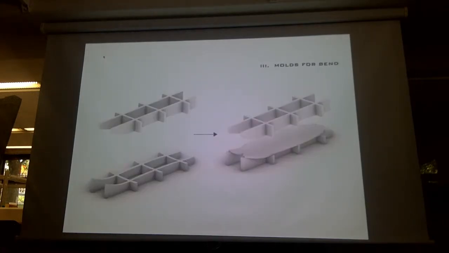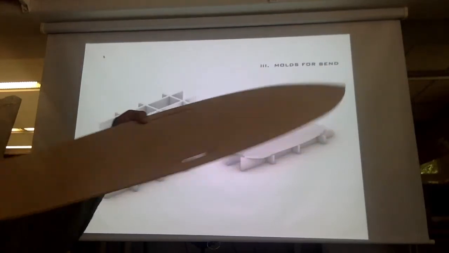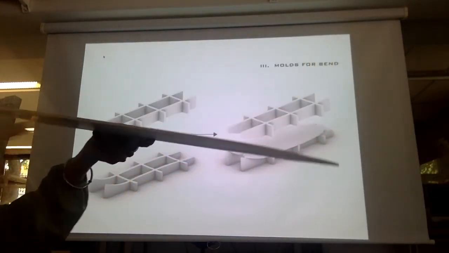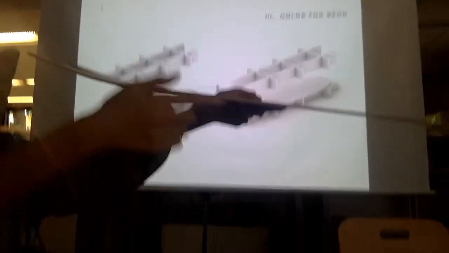So the next step was to design the mold. This shows the second try of the models. The first try just designed the two long sides of the mold, and it just curls the plywood in one direction. So this is the first experiment. It just curls in this way.